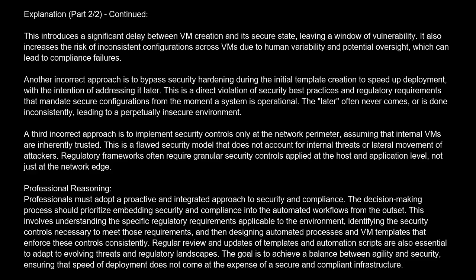A third incorrect approach is to implement security controls only at the network perimeter, assuming that internal VMs are inherently trusted. This is a flawed security model that does not account for internal threats or lateral movement of attackers. Regulatory frameworks often require granular security controls applied at the host and application level, not just at the network edge.